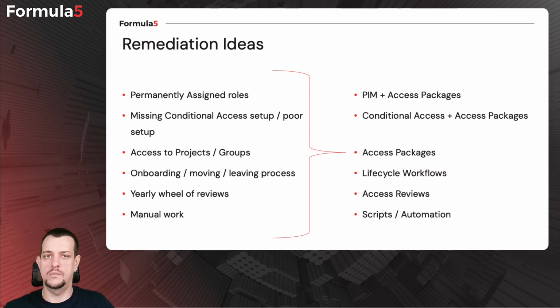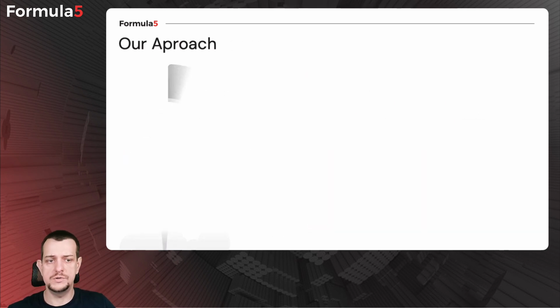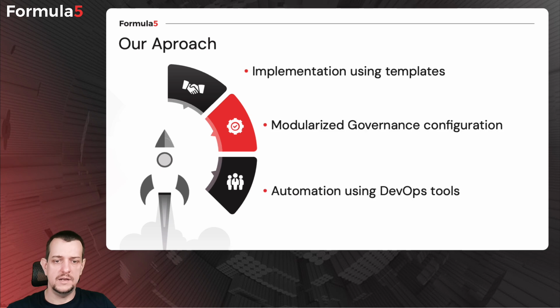And basically, we have our own identity governance as code script that will help us create a whole configuration of identity governance using predefined JSON files. Speaking of our approach, I said something about that already. We are doing it using templates like JSON files. We also have our own module for governance configuration. And obviously, where it's possible, we are using DevOps tools to do the automation instead of doing ClickOps.